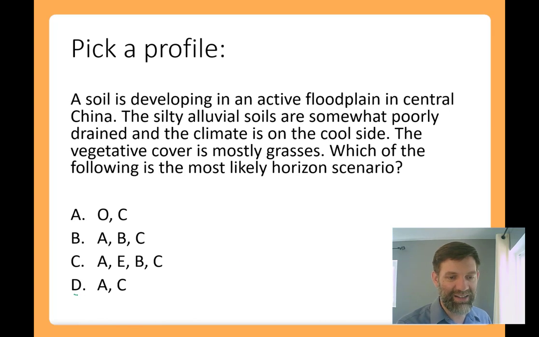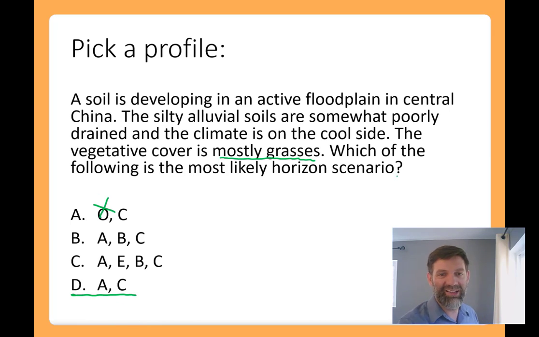And the reason I like D is because vegetative cover is mostly grasses. If we go back to our slide about plant communities and how they're impacting carbon in the soil, we said thick A's are common under grass. O's are more common in a forest setting where you get that litter layer. So with grasses, an A is much more likely than an O. So we're going to rule out our O.